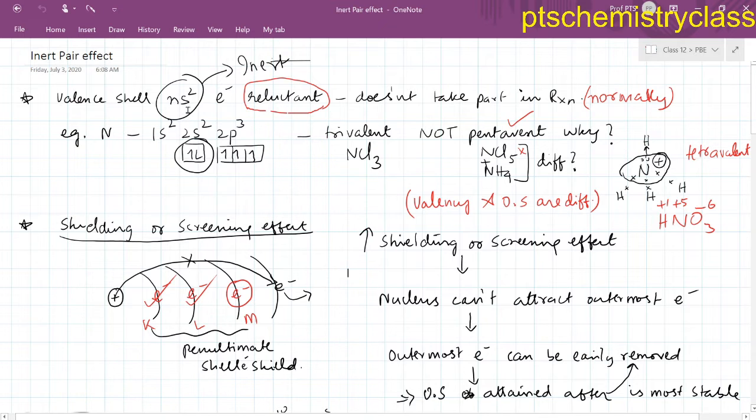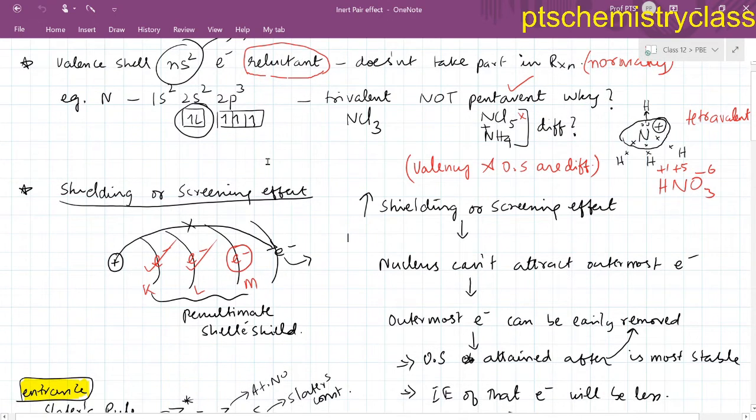The ns2 electrons present in the valence shell of the P block elements are inert. That means they do not react, or you can say that they are reluctant to react. This property is called the inert pair effect. Okay, normally they do not react. Now, why do they not react? They do not react because of the shielding or screening effect.